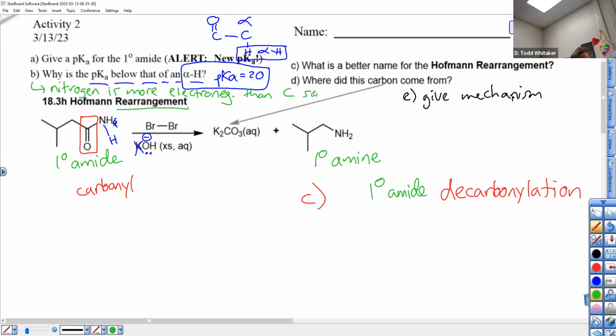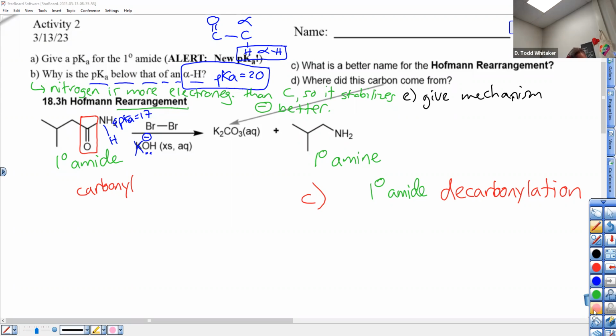So it stabilizes the negative charge better. And your new pKa is 17. Oh, that's a little lower. Yeah, put it with alcohols on your table. So the number's not new, but we haven't had one for an amide ever. So this is our first time we've ever talked about amides being acid.